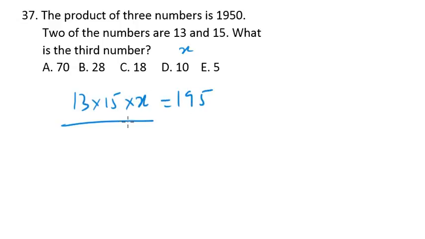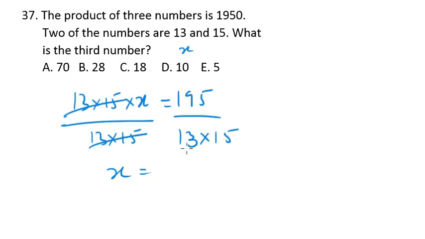So I don't need 13 and 15 on the left hand side, so I'll just divide the left hand side by 13 and 15. Whatever you do to one side of the equation, you must also do to the other side of the equation. So you have x equal to 195 divided by 13 times 5 here will give us 10. So the answer here is D.